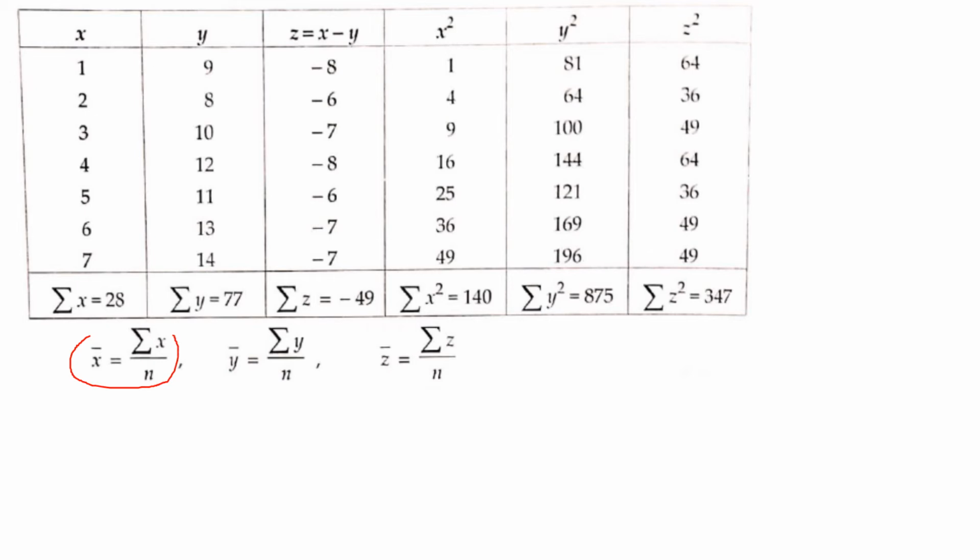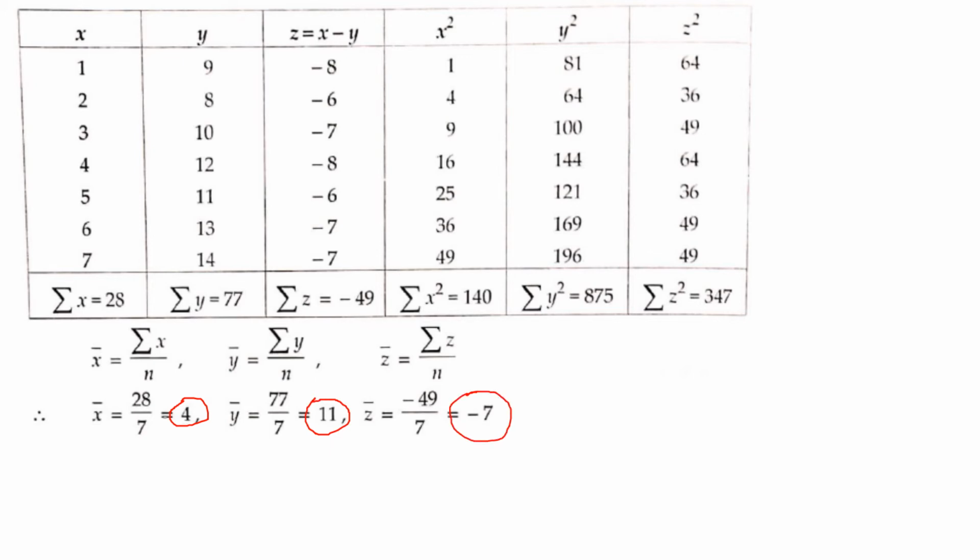Then find the averages, the means of x, y, z. Substitute the values from the table for summation x, which is 28, and n is the number of observations. Count the number of observations. Here we have 7 observations, so n will be 7. Let us substitute in all these formulae. x bar we got as 4, y bar we got as 11, and z bar we got as minus 7.